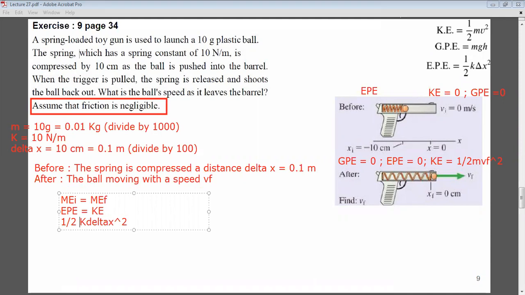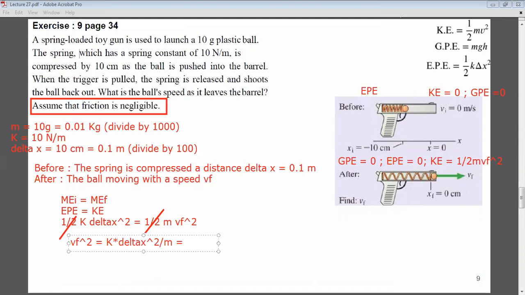Let's separate them just to see it clearly. And this is equal to half mv final square. Half and half, they cancel each other. Okay, what is v final square? So I get v final square is equal to k times delta x square divided by m.